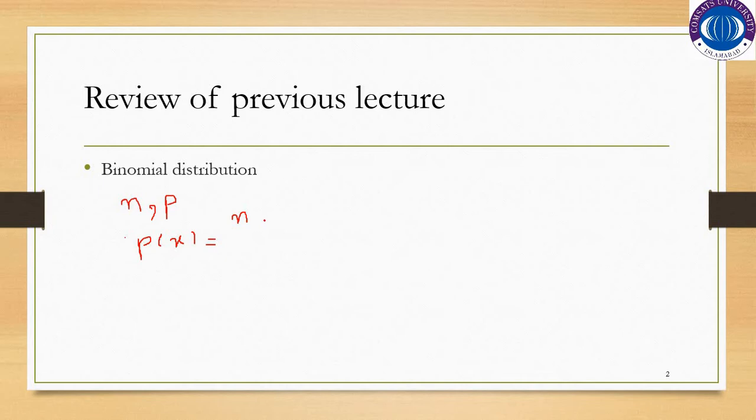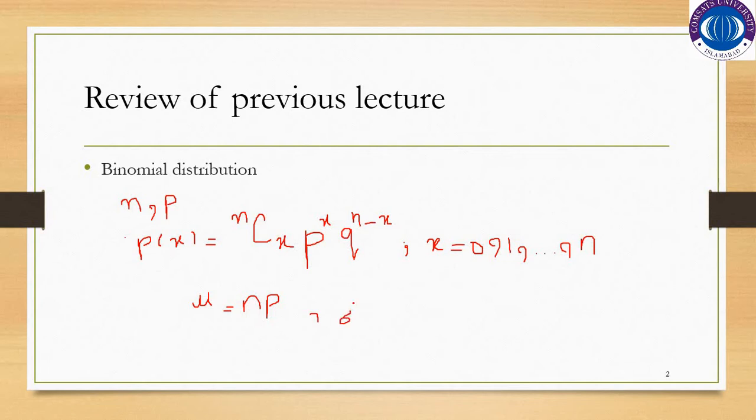The PDF, or probability mass function, of binomial distribution was nCx p raised to power x and q raised to power n minus x, where x is equal to 0, 1, up to n. So this is the probability mass function of binomial distribution, and the mean of binomial distribution is n into p, whereas the variance is equal to npq.